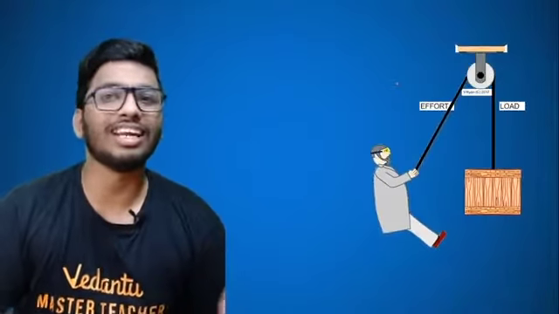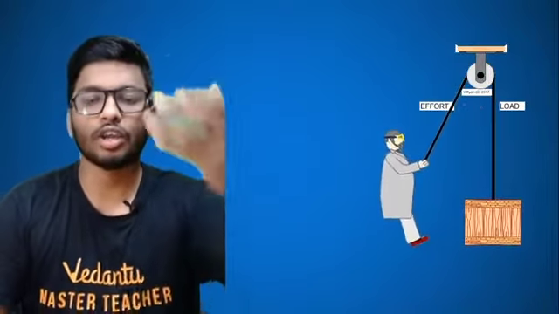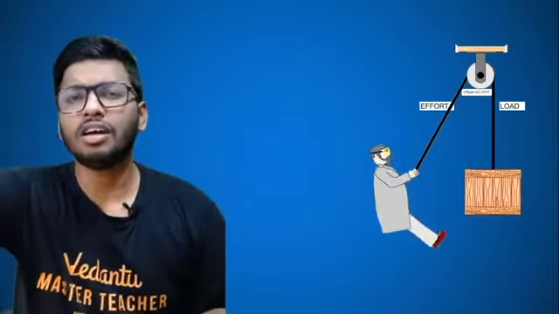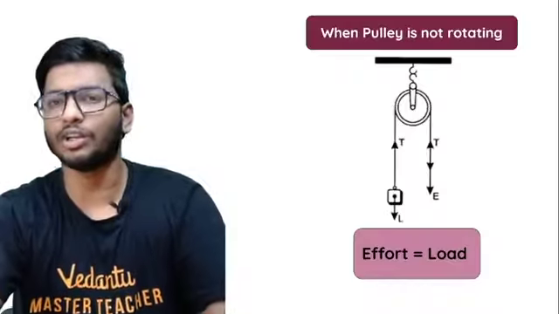Now the thing is this, guys, this is what you generally do in a pulley. You have the load, you put in the effort on one side, or you pull the rope from one side, and the load gets lifted up to whatever height you want.